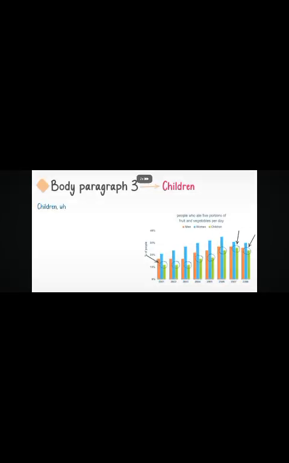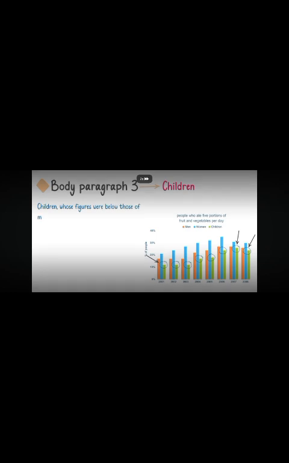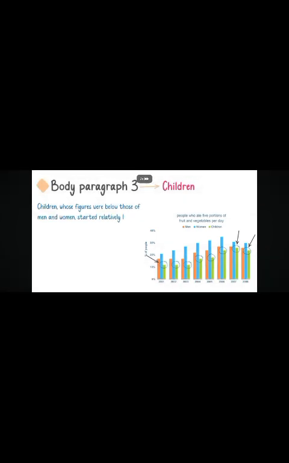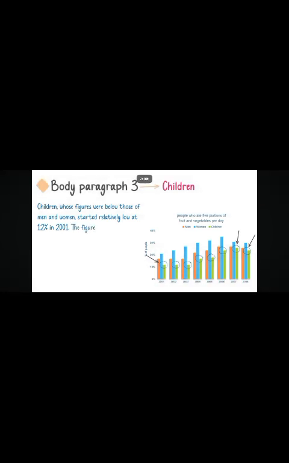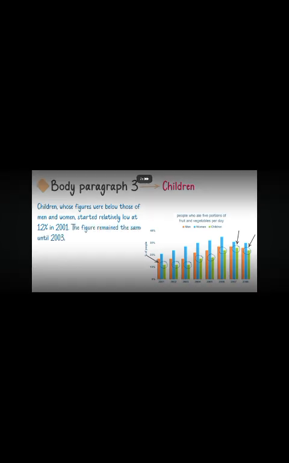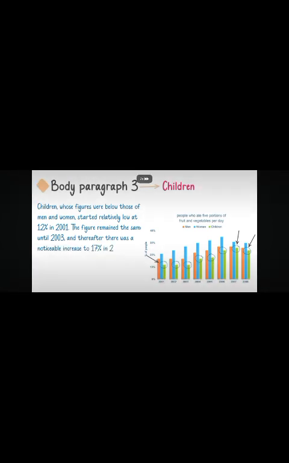Now, children, whose figures were below those of men and women, started relatively low at 12% in 2001. Right, this is the percentage in the starting point. The figure remained the same until 2003, and thereafter there was a noticeable increase to 17% in 2004. Right, so as you can see, in 2004 that was 17%.